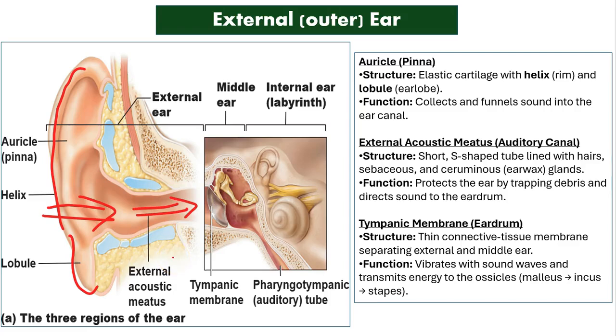And the eardrum is going to be this very, very thin connective tissue membrane. And it's going to separate the external ear and the middle ear. And the whole goal is that it's going to vibrate with sound waves and transmit that energy to the small little bones inside the middle ear. So again, the sound's going to hit this, it's going to vibrate, and it's going to transmit those sound waves to these three bones inside the middle ear, which is the malleus, the incus, and the stapes.